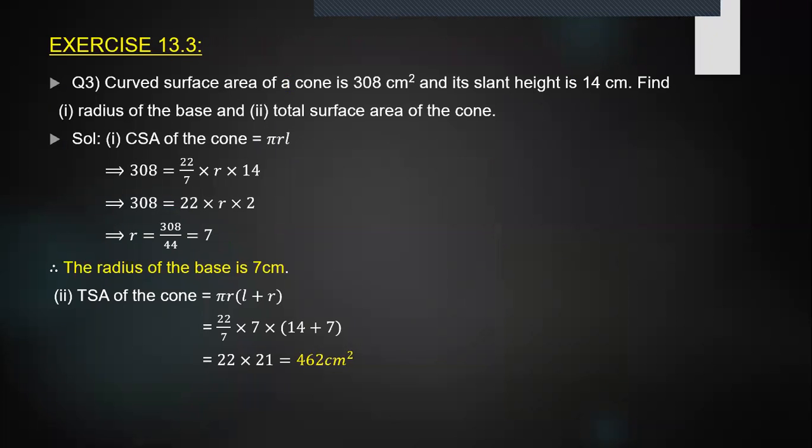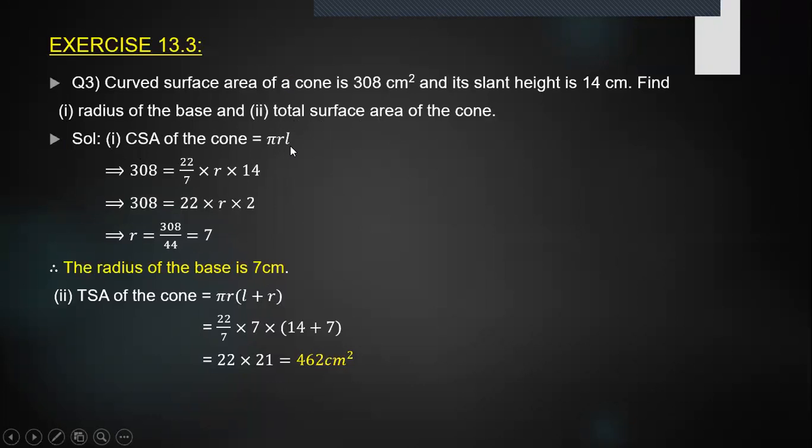We are going to move to the next exercise of the chapter, which is 13.3, and I'm going to begin with question number 3. Curved surface area of a cone is 308 centimeters square and its slant height is 14 centimeters. Find the radius of the base and the total surface area of the cone.